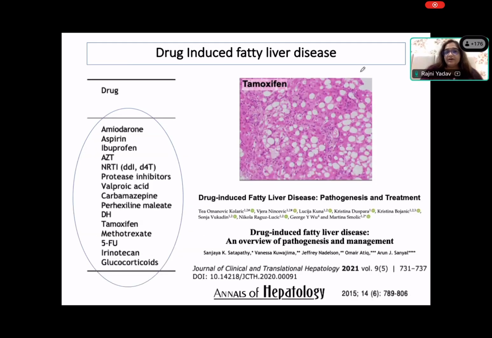Then another chief cause which is coming up nowadays is drug-induced fatty liver disease. See, a variety of drugs. There is a long list, much more than this, which can induce fatty liver disease, and these drugs are in common usage. See, tamoxifen, methotrexate. The people who are being treated for dermatological diseases, rheumatological diseases, so many autoimmune diseases, most of them can lead to a fatty liver disease.